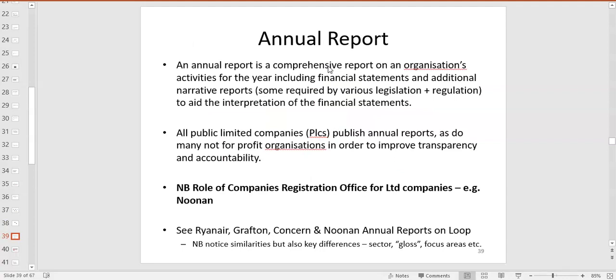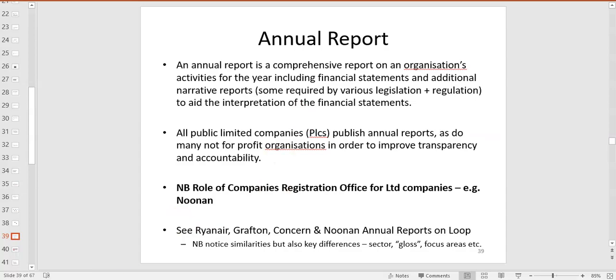Now this is pretty much the main mechanism through which organizations communicate to stakeholders, and it's a big report. One key section of which is the financial statements. And we've seen a bit of that already. That will include the auditor's report. But PLC companies will publish a huge amount more information.